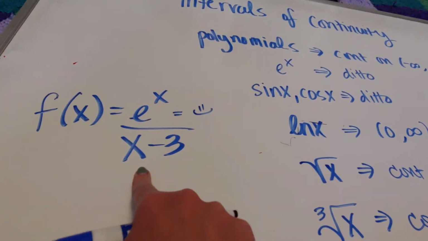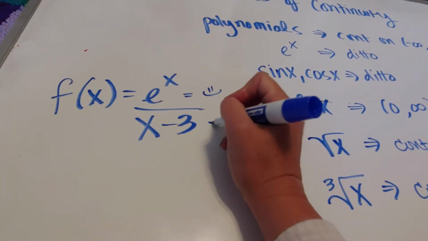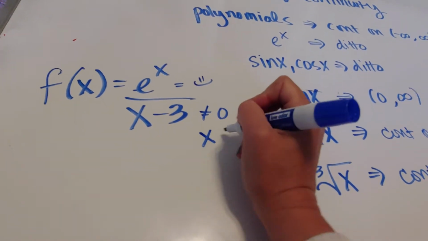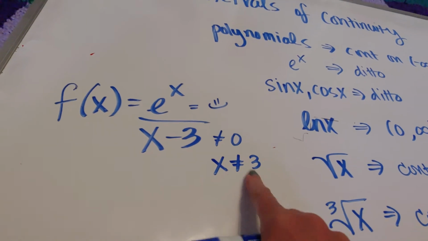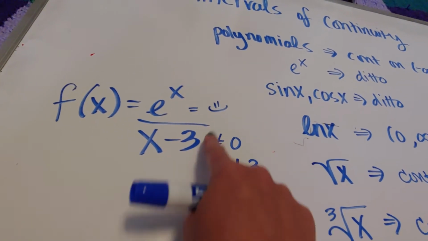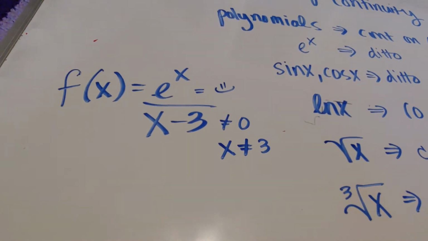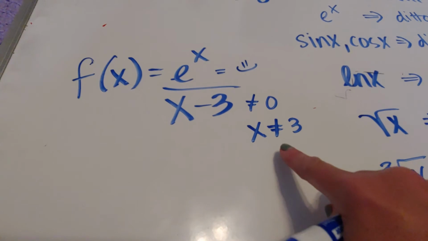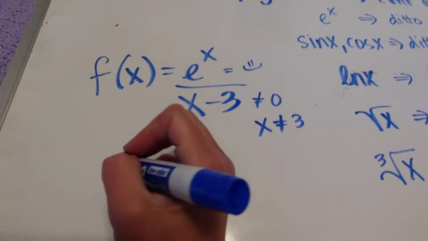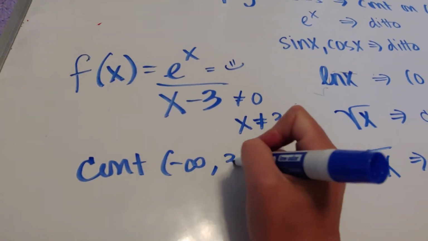The bottom, though, anytime I have a denominator, I always have to be careful about equaling 0. And that's going to happen at 3. So I'm saying that x can't be 3, but otherwise we should be good to go. So without even graphing and knowing what the actual sketch of it looks like, I can at least say right off the bat that this is going to be continuous everywhere but 3.